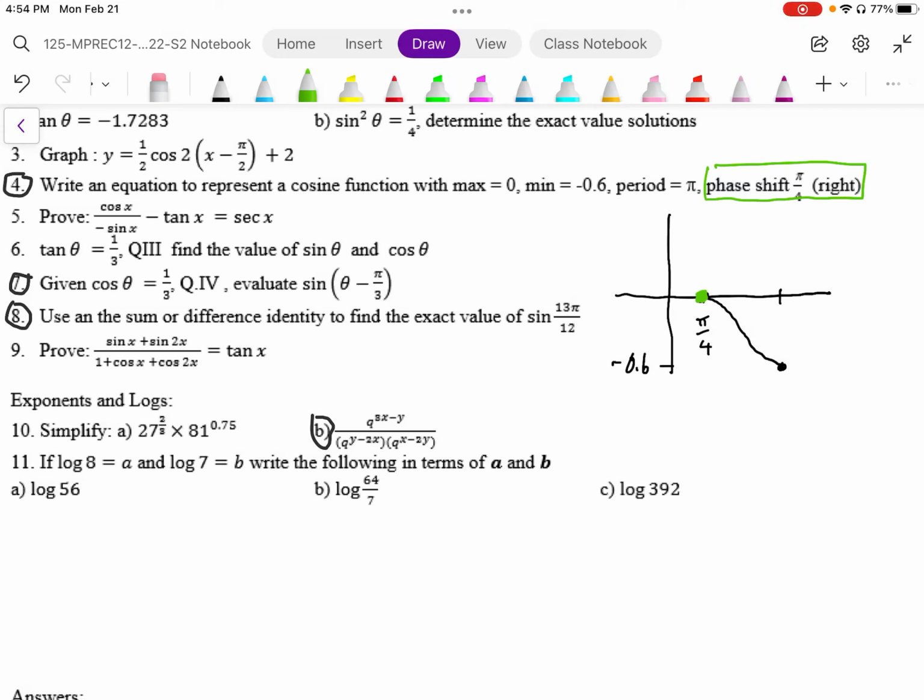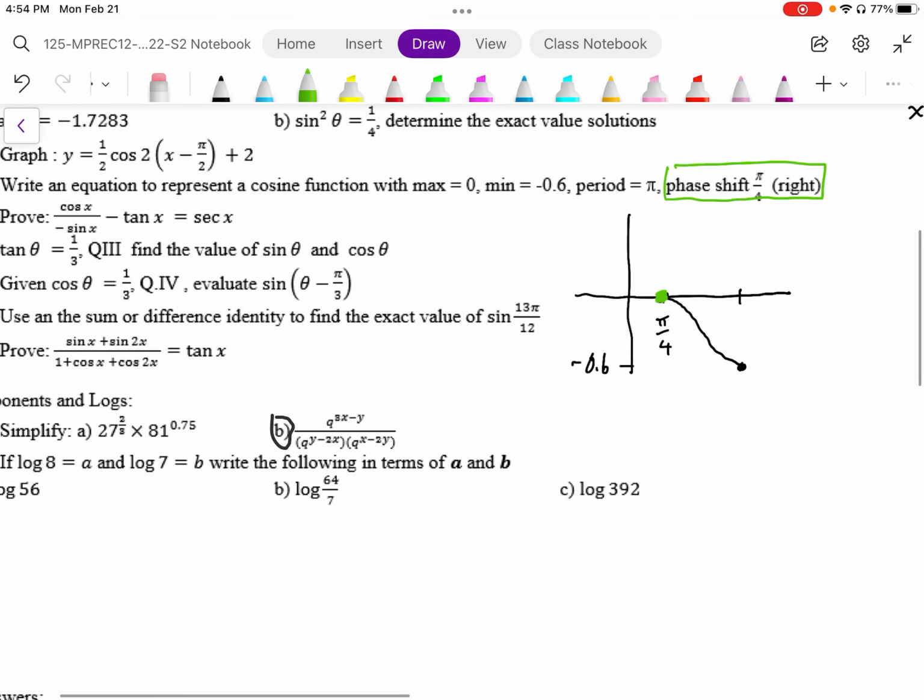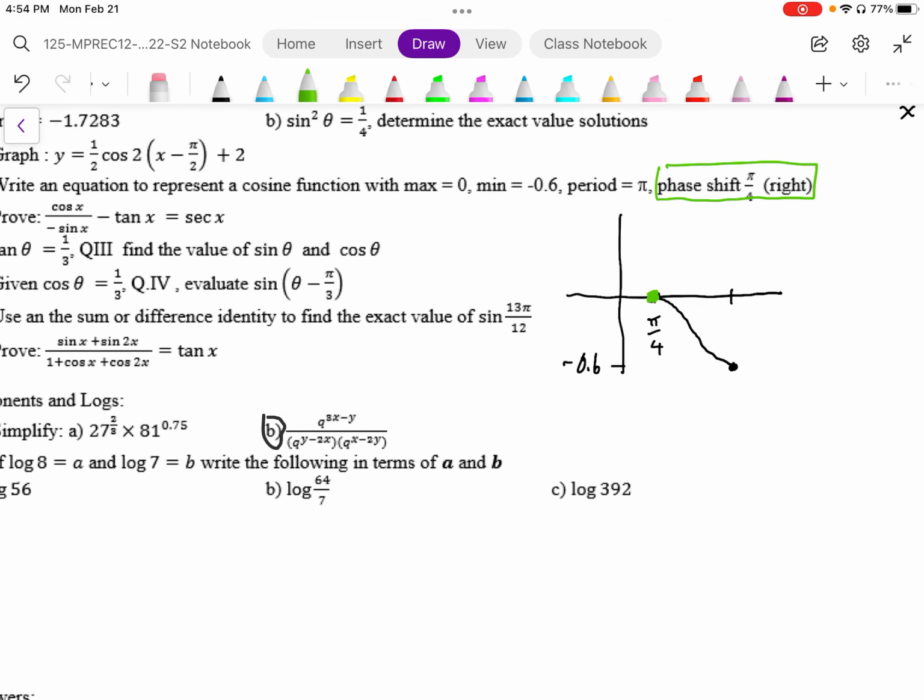Question number 4 says, write an equation to represent the cosine function with a max at y equals 0, a min at y equals negative 0.6, a period of pi, and a phase shift of pi over 4 to the right. So I'm going to start this off with the phase shift pi over 4 to the right.